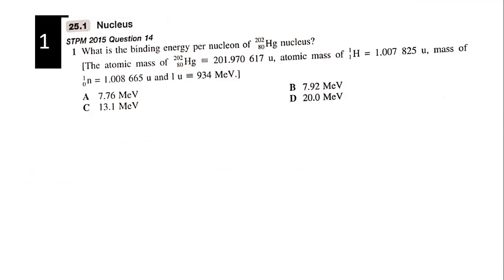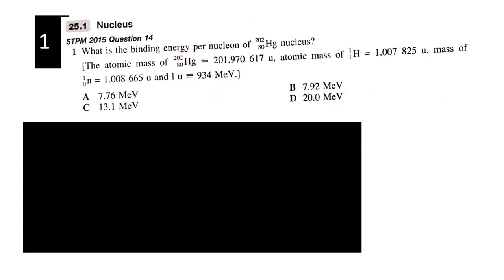You should know how to calculate. What is the binding energy per nucleon of mercury nucleus? Yep, you should be able to calculate that. If you still cannot calculate, means you are not ready for exam yet. Oh, the answer is B.